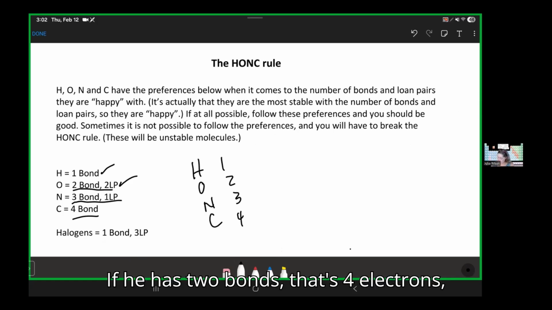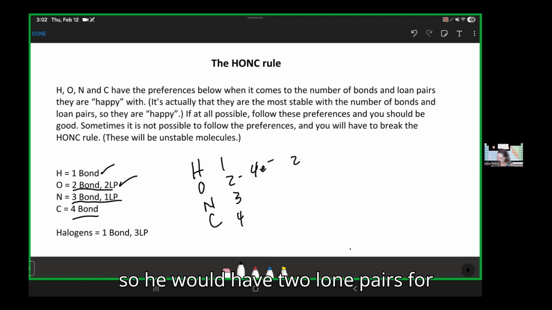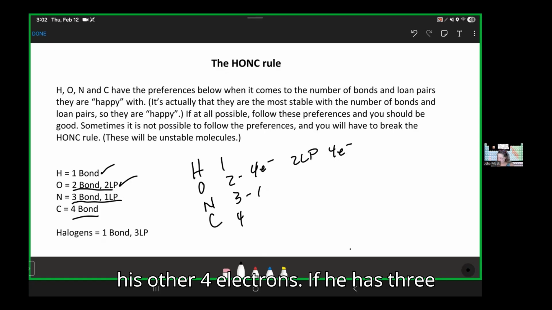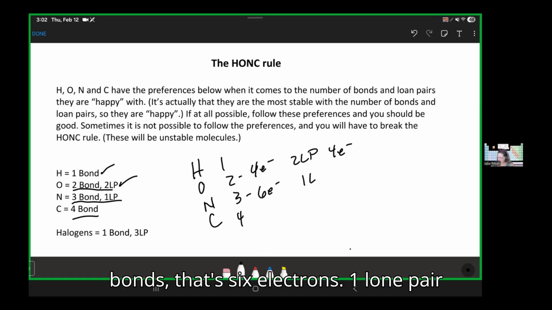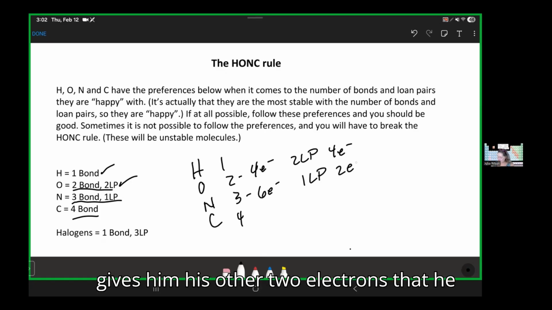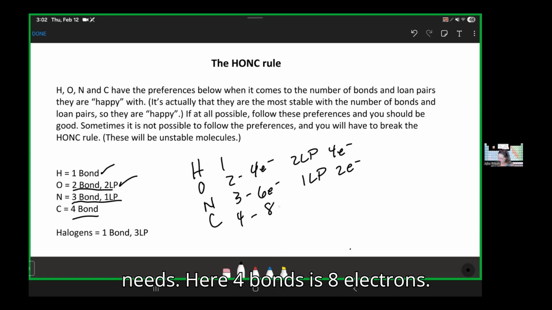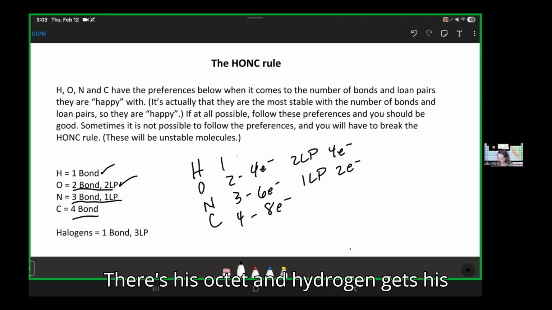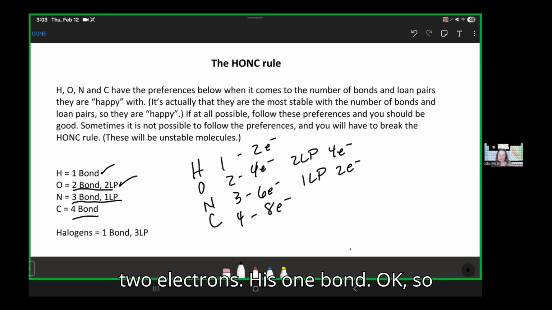If he has 2 bonds, that's 4 electrons, so he would have 2 lone pairs for his other 4 electrons. If he has 3 bonds, that's 6 electrons, and 1 lone pair gives him the other 2 electrons that he needs. Here, 4 bonds is 8 electrons. There's his octet, and hydrogen gets his 2 electrons, his 1 bond.